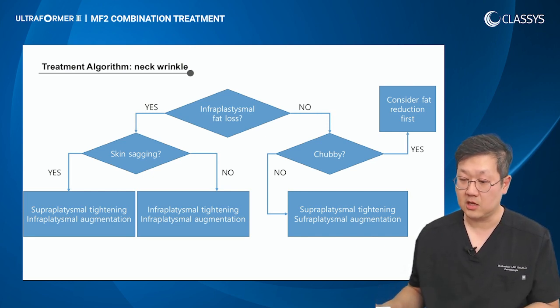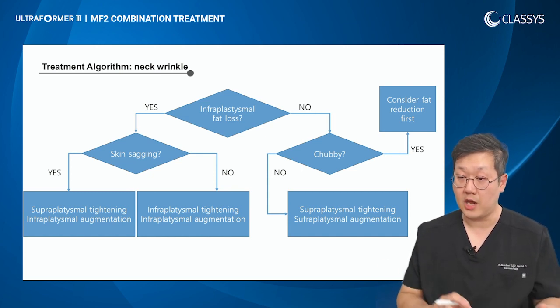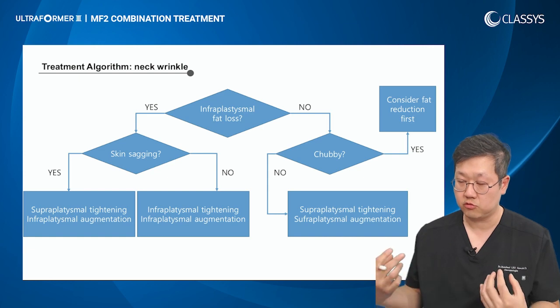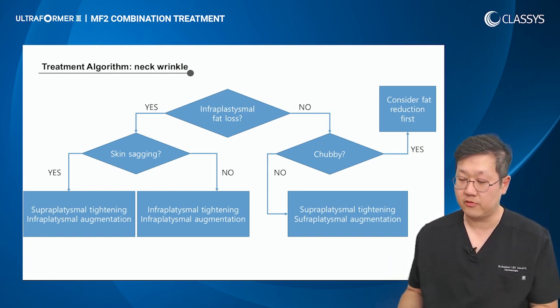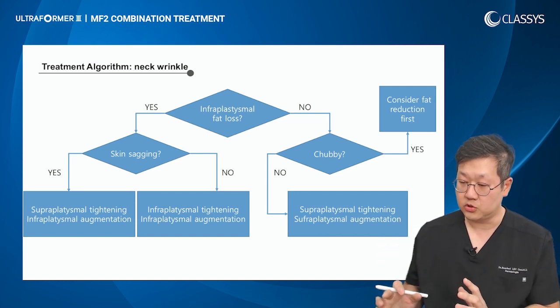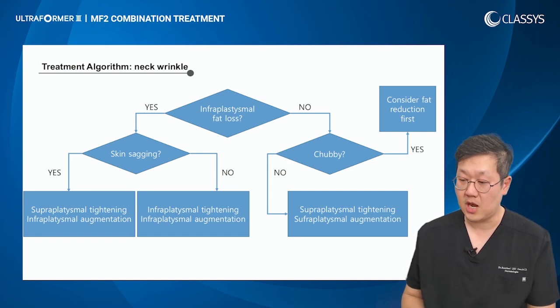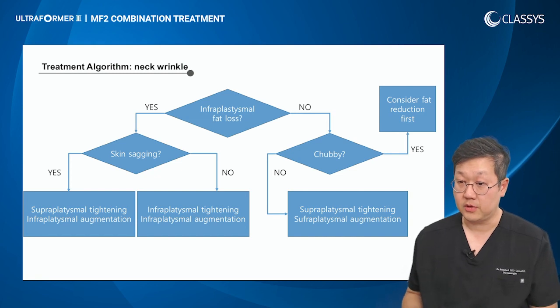But if there is no skin sagging with just the fat loss, usually in younger patients, for example if the diet control is too heavy and the fat loss is coming from the inside, infraplatysmal augmentation can be necessary. But supraplatysmal tightening is also important because the superficial sagging is not so prominent. If infraplatysmal fat loss is not observed, if the patient is very chubby or has a lot of fat tissue inside, we have to consider the fat reduction first, because if the fat is bulging out with a low hyoid, the lipolysis should come first, because we cannot remove that with just skin tightening or dermal tightening.